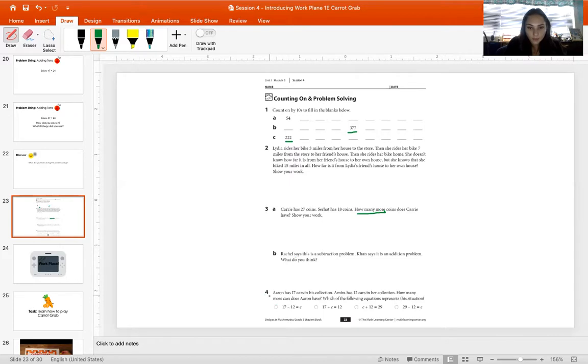Okay, and number 4 says Aaron has 17 cars in his collection. Amira has 12 cars in her collection. How many more cars does Aaron have? So which one of these equations represents the situation? So you're going to pick which equation you would use to answer that problem. Okay, you're going to submit this worksheet using Kami.